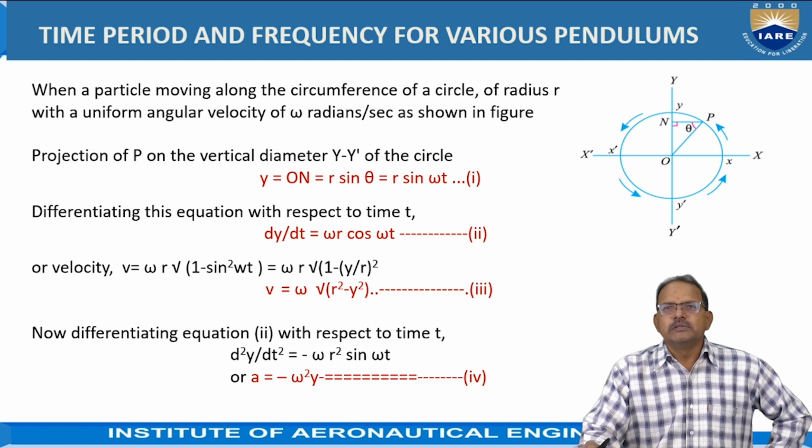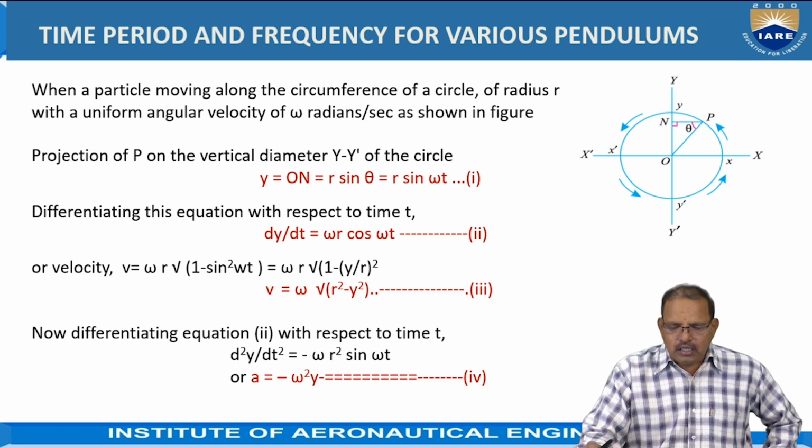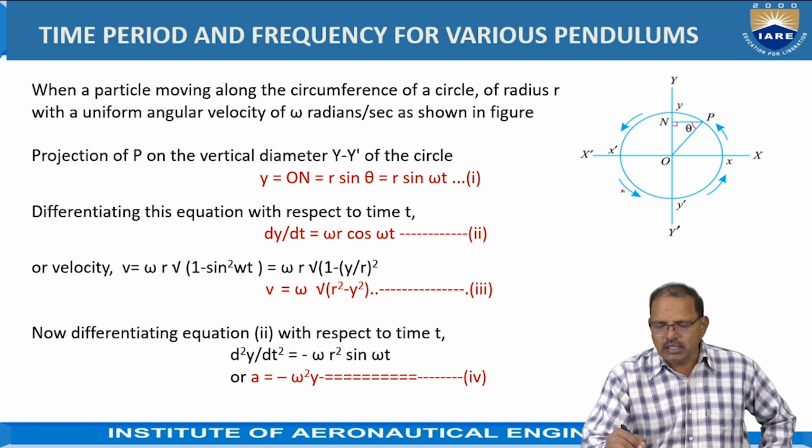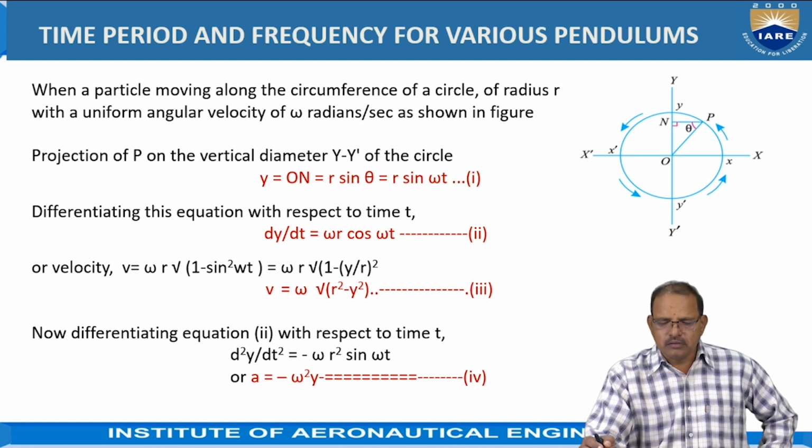Now, I am taking the problems in mechanical vibrations, time period and frequency for various pendulums. Now, I am considering a ball or an object moving along the circumference of a circle of given radius, as shown in figure, in counterclockwise or anti-clockwise direction. Just after time t, the displacement of the rotating body is equal to theta. Assume it is at a position P.